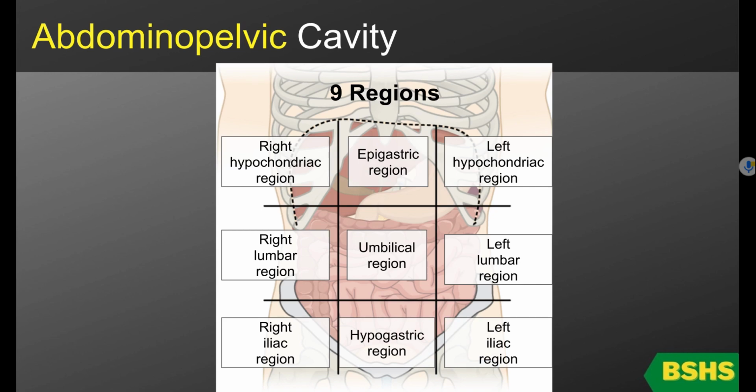Notice that the right and left have the same terms in each row. So the top row is hypochondriac, the middle row is lumbar, and the bottom row is iliac.